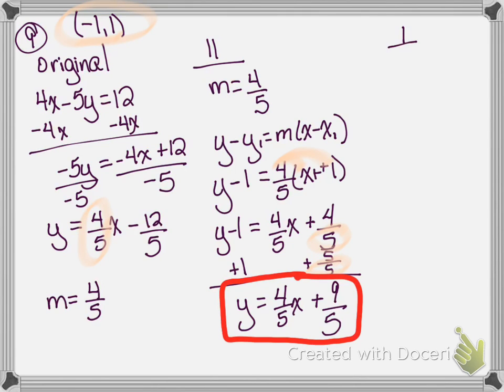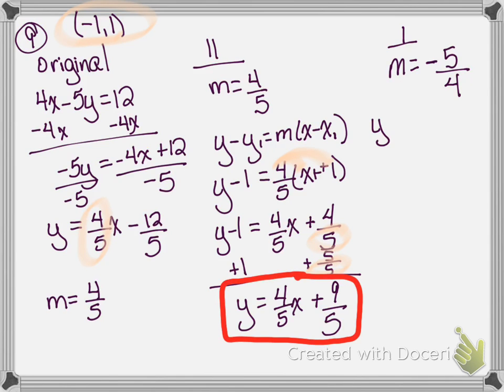Now I want to do my line that is perpendicular to my original line. The slope that I'm going to use is going to be opposite in sign. So instead of having a positive slope, I'm going to have a negative slope. And I'm going to flip my 4/5. So it's going to be 5/4. So it's opposite in sign. So instead of positive, it's negative. And then instead of 4/5, it's 5/4. So it's the negative reciprocal, negative 5/4. I'm going to plug that into my point slope form.